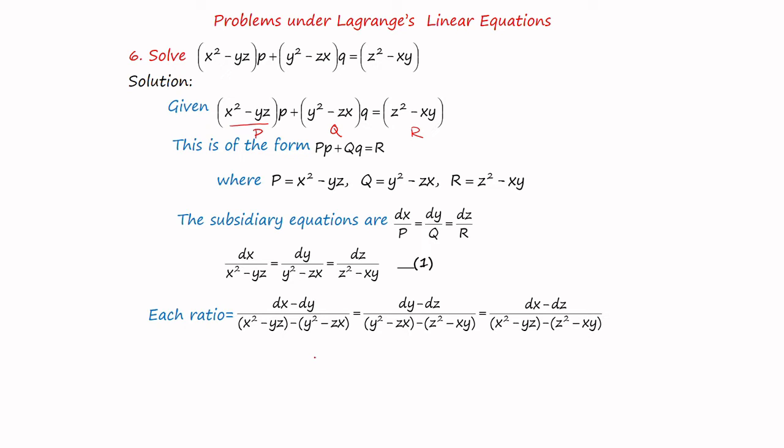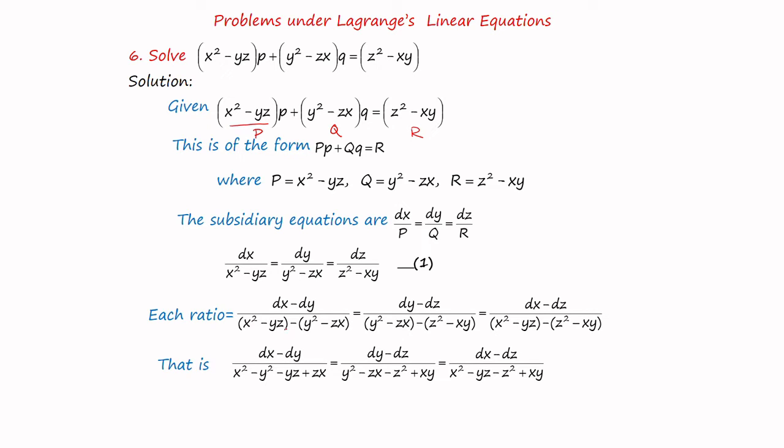After that, you have to simplify this. So it will be equal to dx minus dy divided by x squared minus y squared minus yz, minus becomes plus zx, is equal to dy minus dz by y squared minus z squared minus zx, this minus becomes plus xy. That will be equal to dx minus dz divided by x squared minus z squared minus yz, and here minus becomes plus xy.